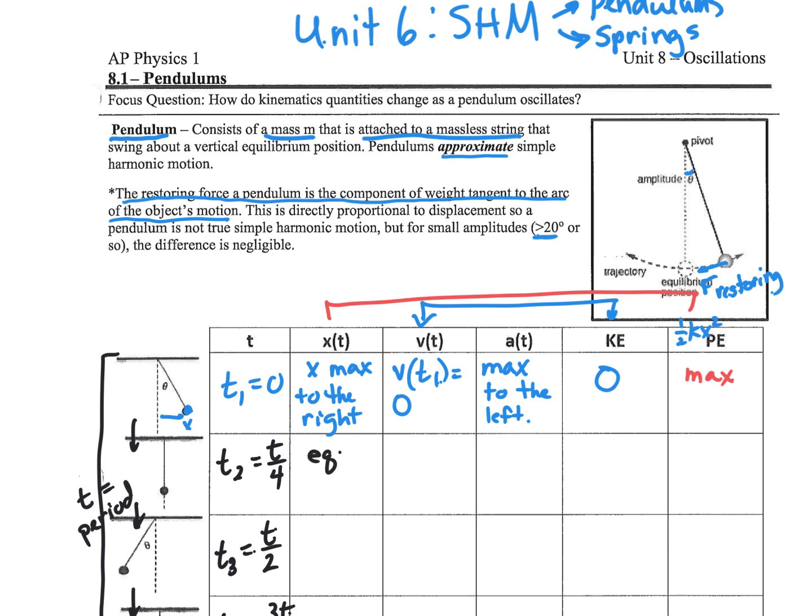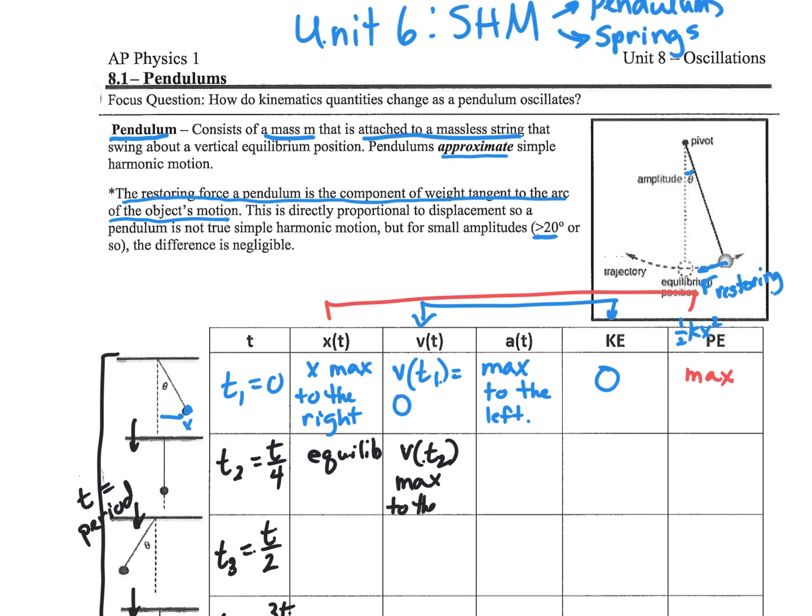So this is at equilibrium. The velocity here, believe it or not, at the bottom, this thing wants to keep on going to the left. As a matter of fact, it's gained as much speed as it's going to gain, hasn't it? Think about this thing. It's going its fastest right here. So this velocity at V at T sub 2 is going to be at a max, only it's going to be at max to the left because it wants to go left.